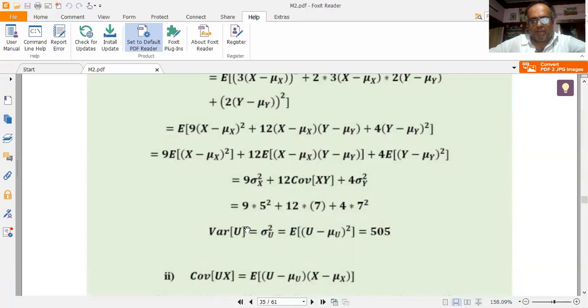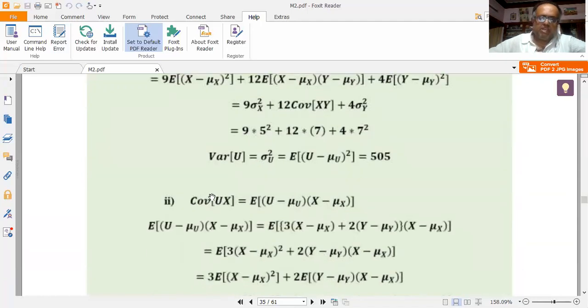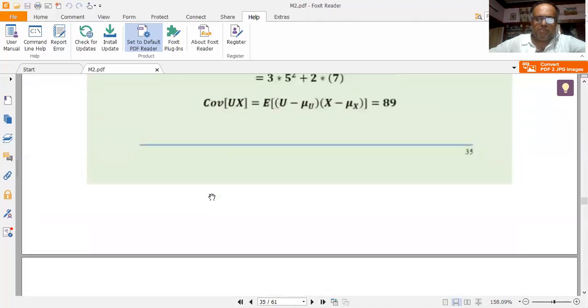Sigma y is equal to 7. So that whole squared I have written. So variance of u is just given to be 505 after I add these 3 terms. Next, we shall find the covariance of u and x.